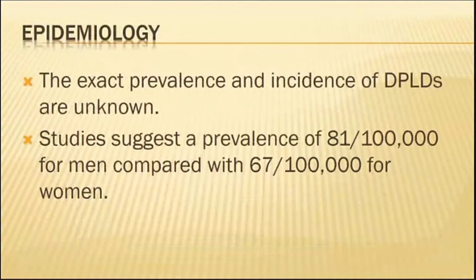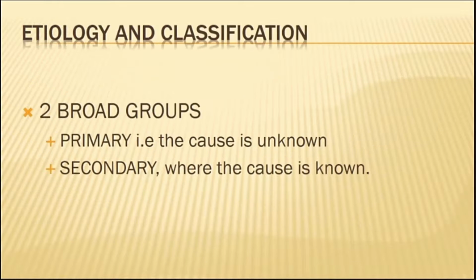Okay. So epidemiology: the exact prevalence and incidence of DPLDs or ILDs are unknown. Most of the studies have suggested a prevalence of 81 per lakh population for men compared with 67 per lakh population for women. Okay. Classification: there are two broad groups, the easiest way to classify them. One is primary ILDs, where the cause is unknown, and secondary ILDs, where the cause is known.